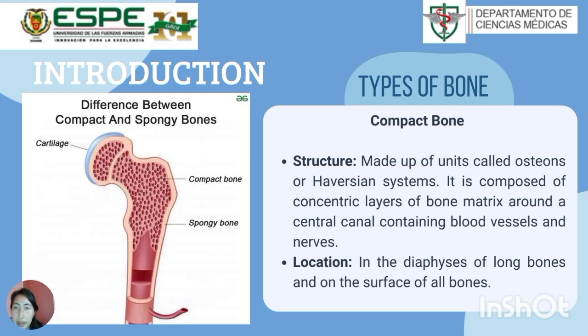Compact bone is made of osteons, or Haversian systems, which are composed of concentric layers of bone matrix surrounding a central canal that contains blood vessels and nerves. This type of bone is primarily located on the diaphyses of long bones and the outer surface of all bones.